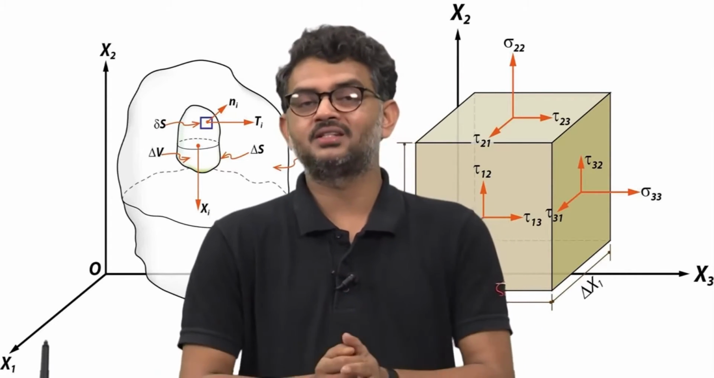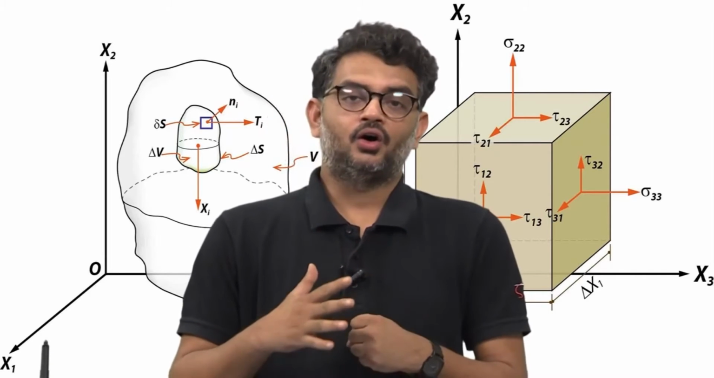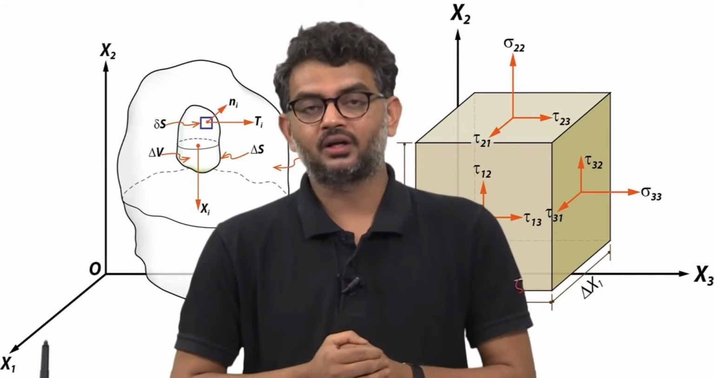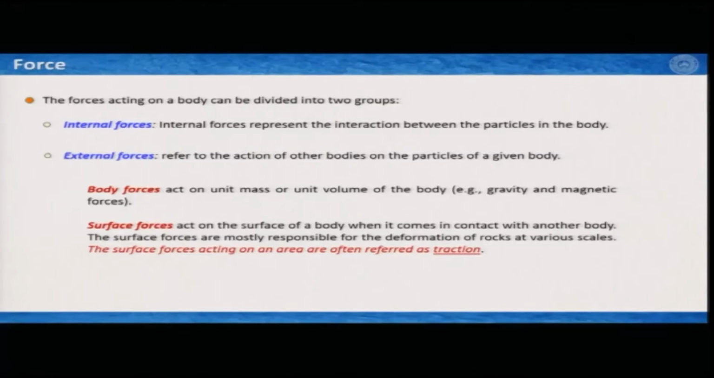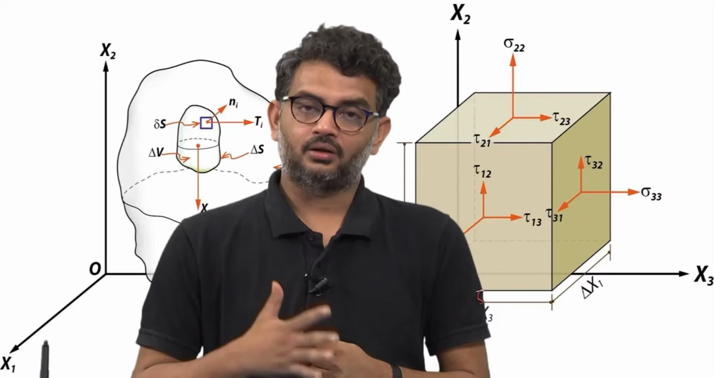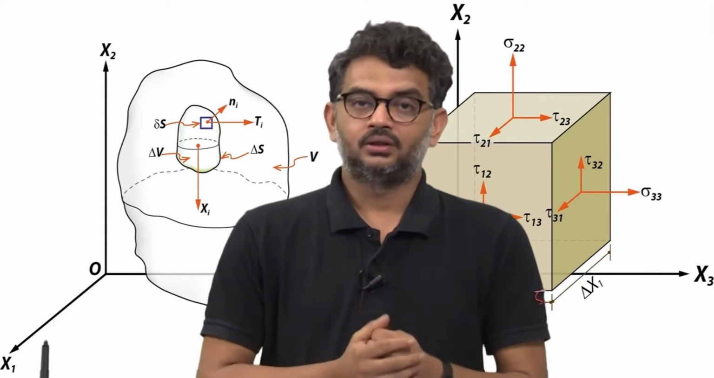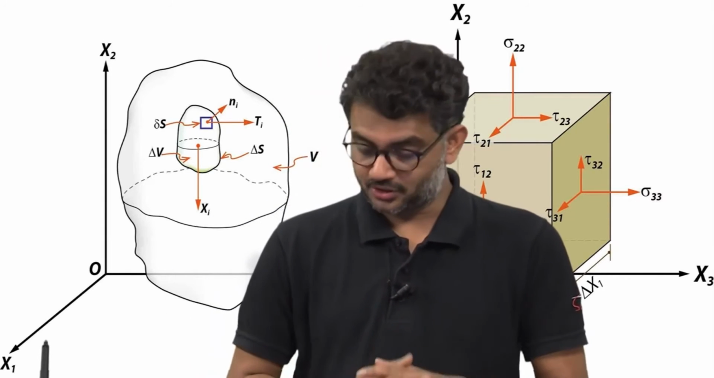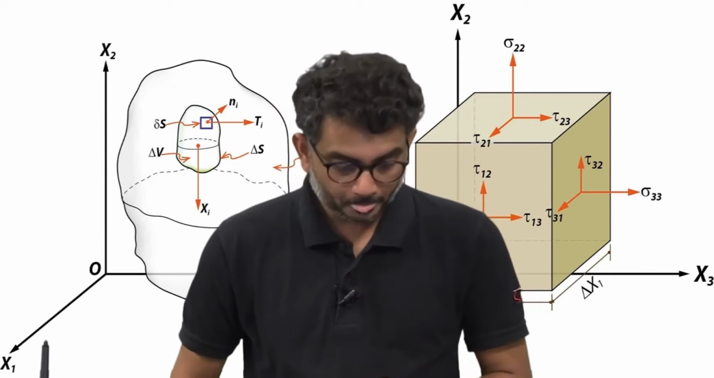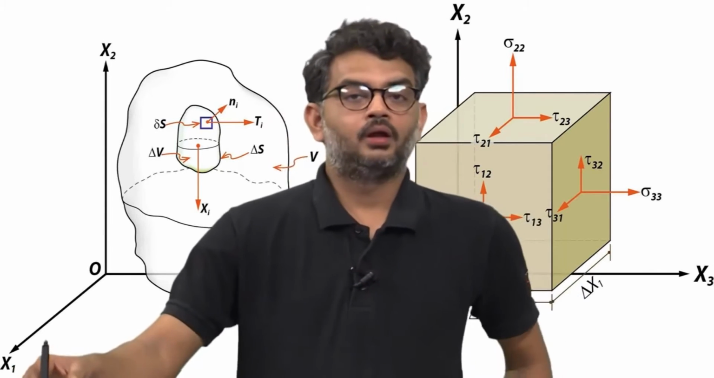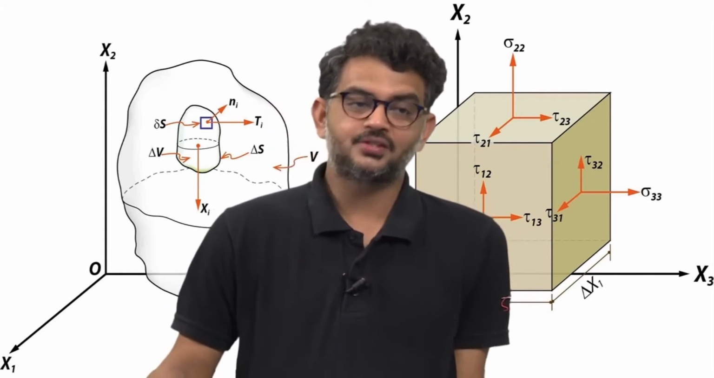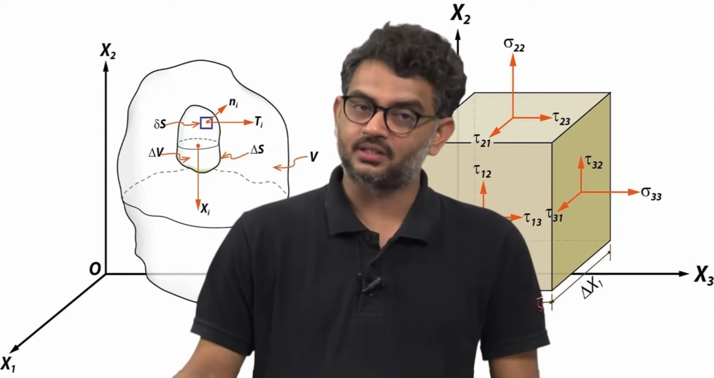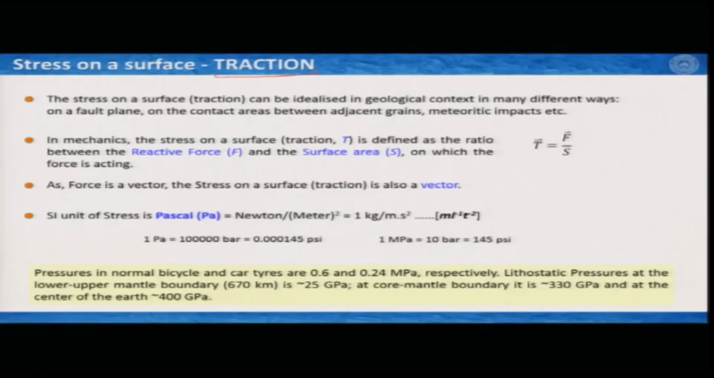Now, surface forces, because they have to act on an area of the object you are considering, are often referred to as traction. So, we will see what traction is: when a force acts on an area, sometimes we call it traction. Remember this term, we will use it soon. So, let us first have a look at the stress term when it is acting on a surface, or as we define it, traction. The stress on a surface can be idealized in the geological context in many different ways.